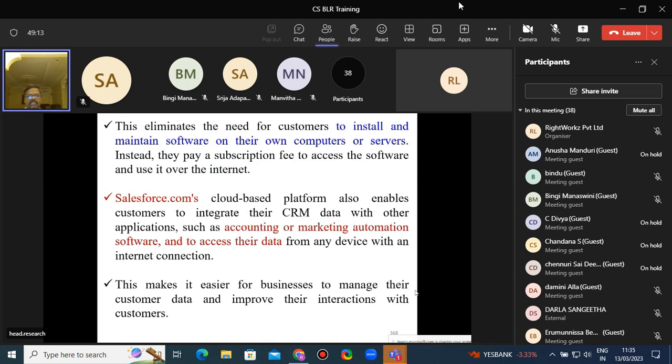Salesforce's cloud-based platform also enables customers to integrate CRM data with other applications such as accounting or marketing automation software, and to access their data from any device with an internet connection. This makes it easier for businesses to manage their customer data and improve their interactions with customers.